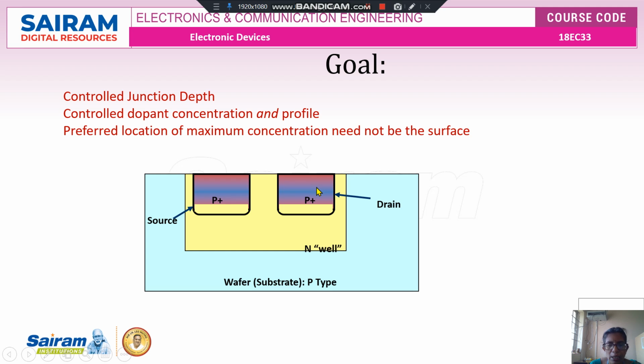And also I need a controlled doping concentration. Controlled doping concentration means that wherever I want my doping to be heavy, it should be heavy, and all the neighboring regions should not be affected by this. So the main goal is to have a controlled junction depth as well as a controlled dopant concentration in the profile. The maximum concentration can be either here or somewhere deeper. To accomplish my job, I go for the doping process.